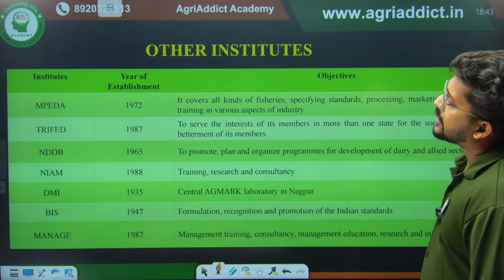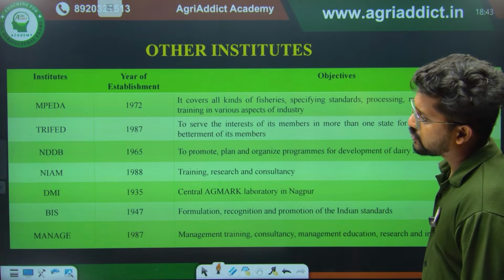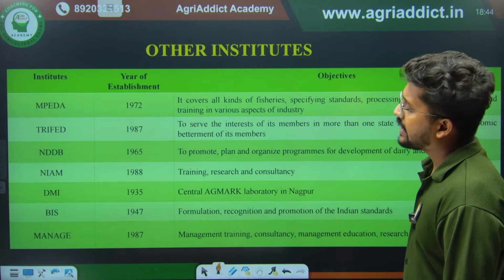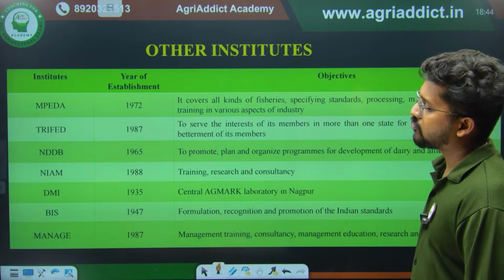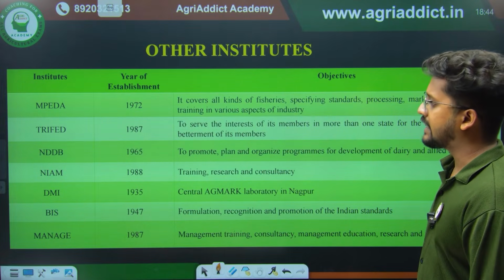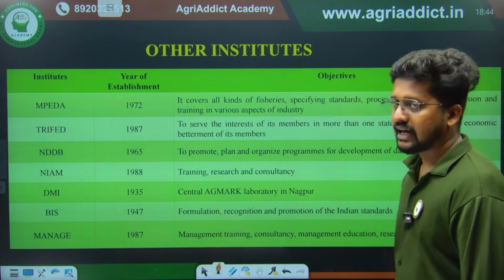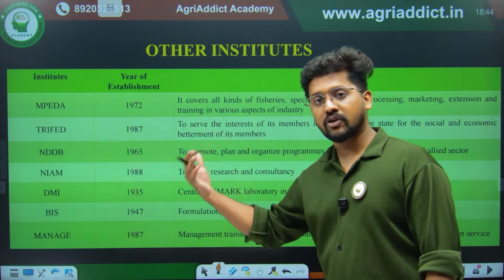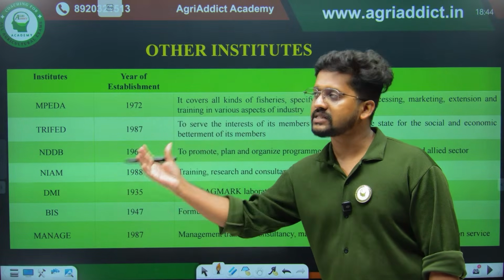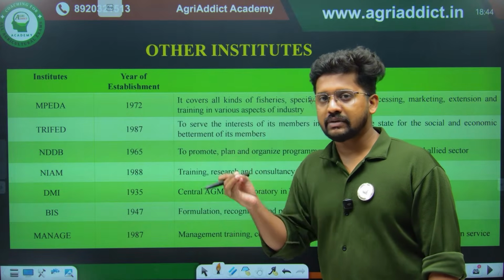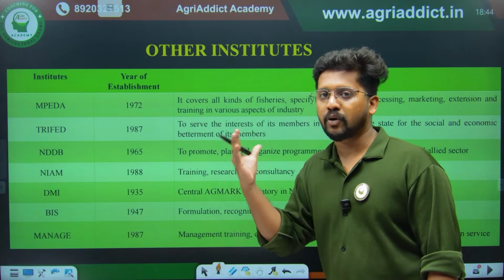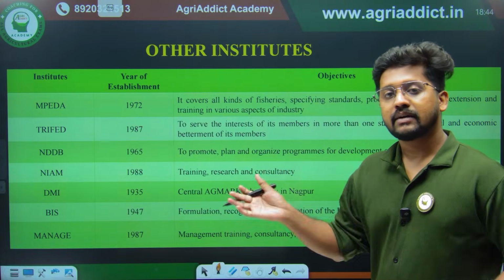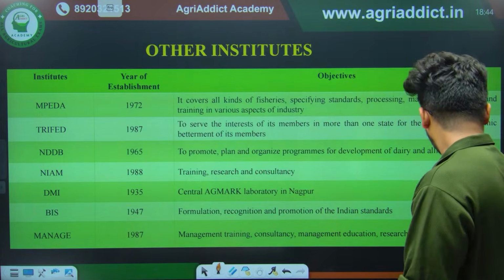Then the other institutes: MPEDA in 1972, TRIFED in 1987, NDDB in 1965, NIAM in 1988, DMI, Directorate of Marketing and Inspection in 1935, BIS in 1947, MANAGE in 1987. If you go in depth, every institute will have its own functions, key roles, and achievements. Since the time is less, you should prioritize what to study properly. Do not waste too much time. Remember the base idea that I mentioned before starting this section.